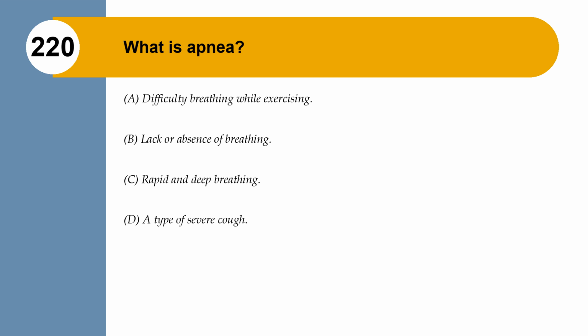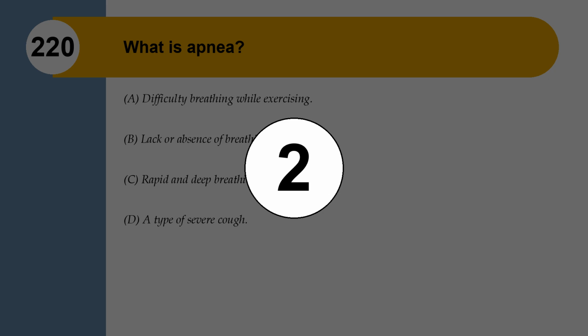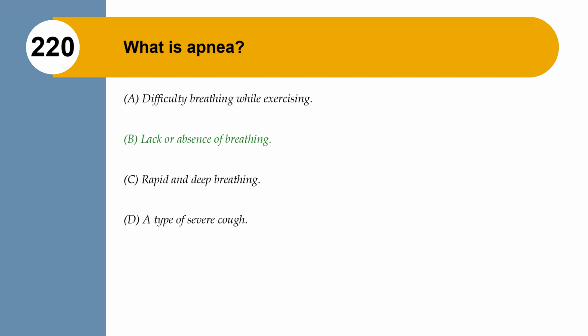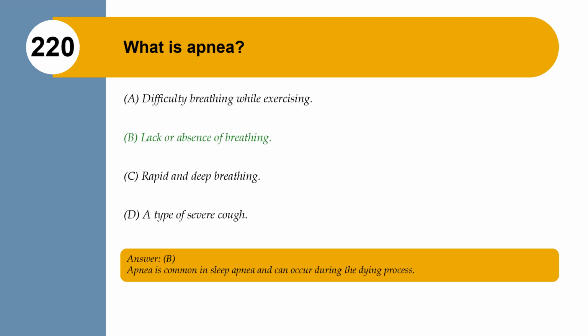Question 220. What is apnea? Option A, difficulty breathing while exercising. Option B, lack or absence of breathing. Option C, rapid and deep breathing. Option D, a type of severe cough. The correct answer is option B, lack or absence of breathing. Explanation. Apnea is common in sleep apnea and can occur during the dying process.